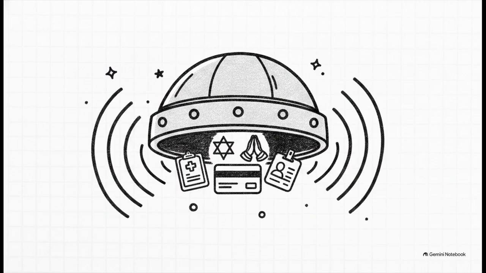Certain types of PII are elevated to what is legally called sensitive personal information. We're talking health records, religion, ethnicity, financial account details, and government-issued IDs. This isn't just your standard data.